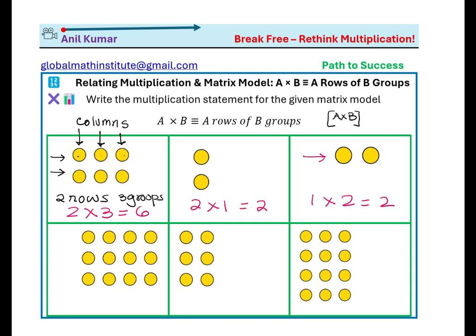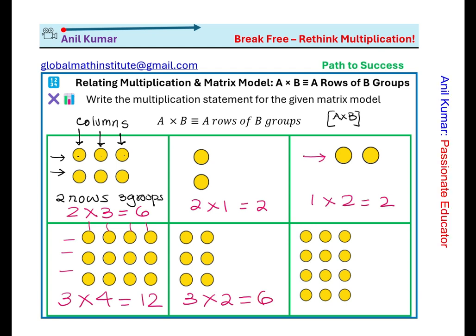The next one is we got 1, 2, 3. So the first number is 3 times 1, 2, 3, 4, and that gives you 12. So that becomes the next one. I think you got the hang of it, and see how simple it is to use multiplication with this model, right? So this time it is 3 times 2, and that is 6. And now we have 1, 2, 3, 4. So it is 4 times 1, 2, 3. Makes sense, correct? So that is how we can write the multiplication statement for the given matrix model.